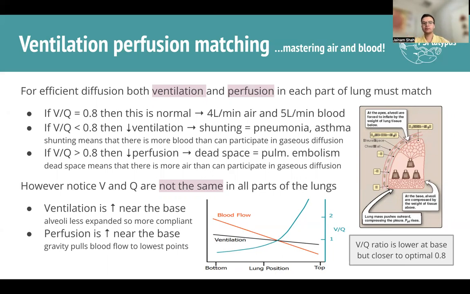If you're just thinking about it really simply, remember that ventilation and perfusion increase at the base. Perfusion tends to increase at a faster rate, which means at the base, you will have a much lower ventilation perfusion ratio, but it's closer to 0.8. So having more ventilation perfusion isn't necessarily going to mean that you have a larger VQ ratio.